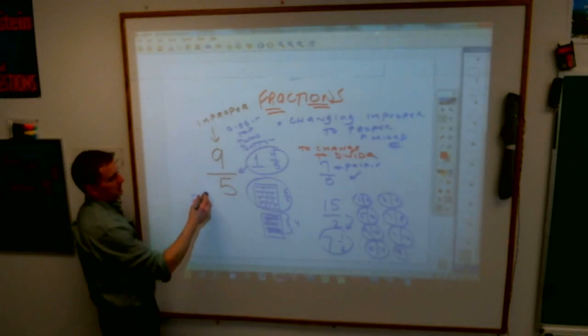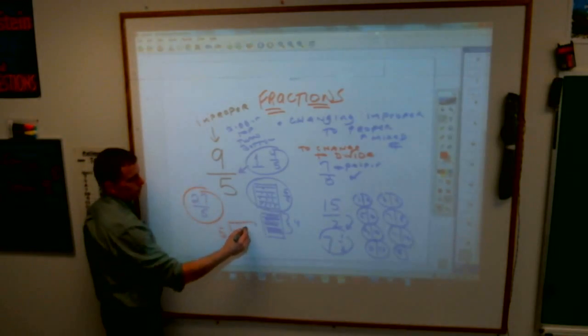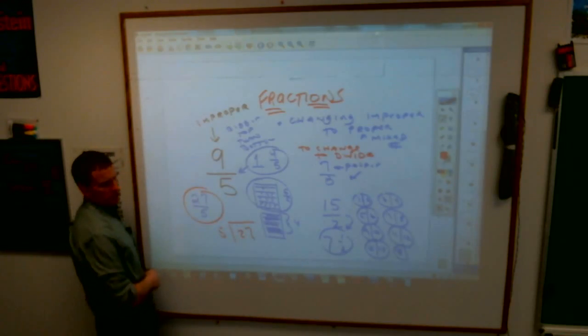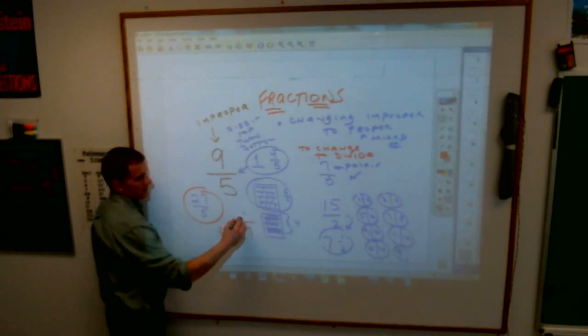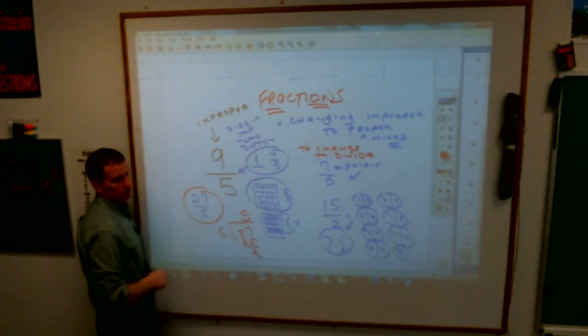Okay, so you need to make this a division problem. It is the bottom divided into the top, and then you write the remainder as a fraction, which we've done multiple times. 5 goes into 27 how many times? 5 whole times. What's left over? 2. What do I do with that 2?